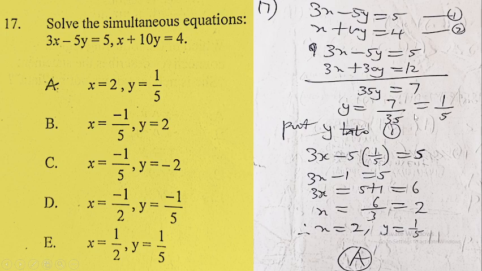So we can substitute the value of y in any of these equations to get our x. We substitute in equation 1, which is 3x minus 5y equals 5. Our y is 1 over 5. If you put that here, 5 can take care of 5, which means you have minus 1 left. So collecting like terms, 3x is equal to 5 plus 1, and that gives us 6. Divide both sides by 3. That gives us x to be 2. So our x is 2 and y is 1 over 5. So the correct option is option A.